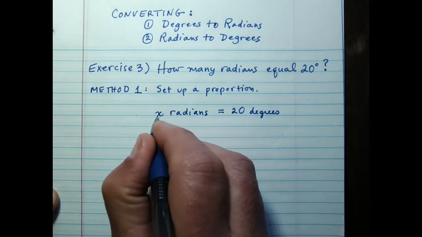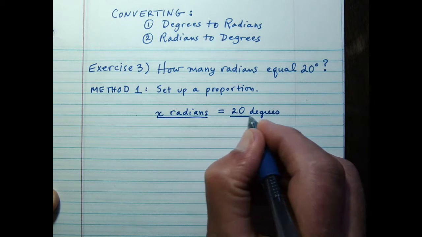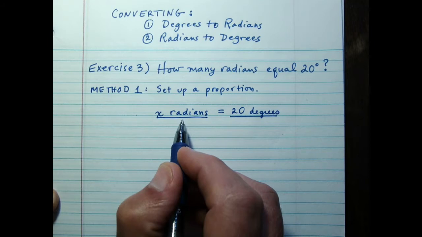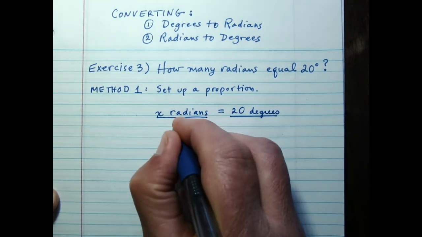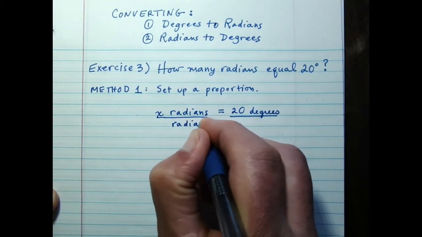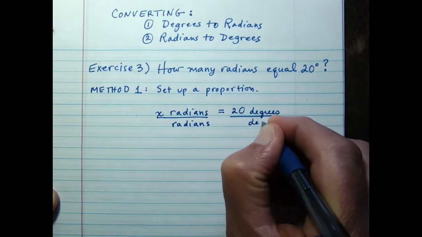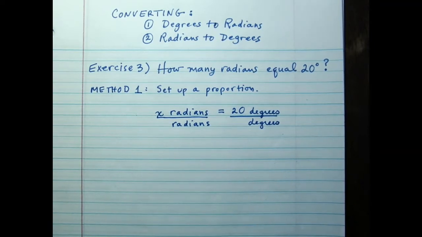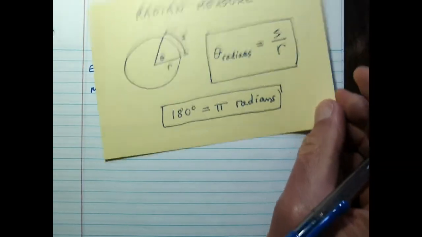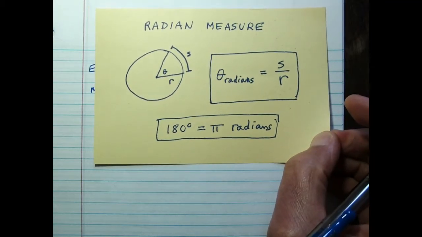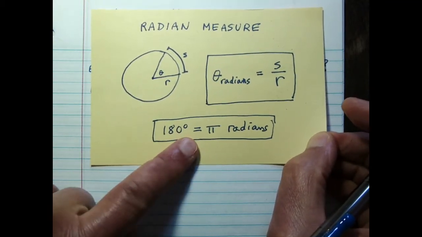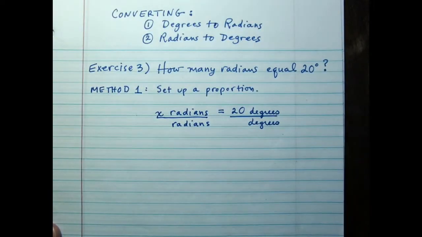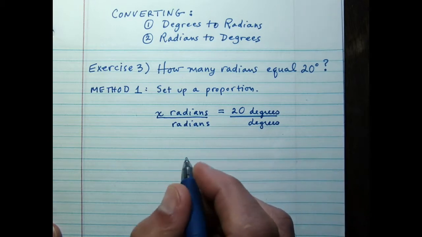Now, to set up a proportion, I'm going to divide both of these on both sides by a relationship that involves the same units that we know. A relationship involving radians and degrees that I know. And somewhere along the way, on our yellow card, we wrote down that 180 degrees is pi radians. That's the relationship I'm going to work with here in the proportion. That's one I know. That's sort of my base or my fundamental relationship.